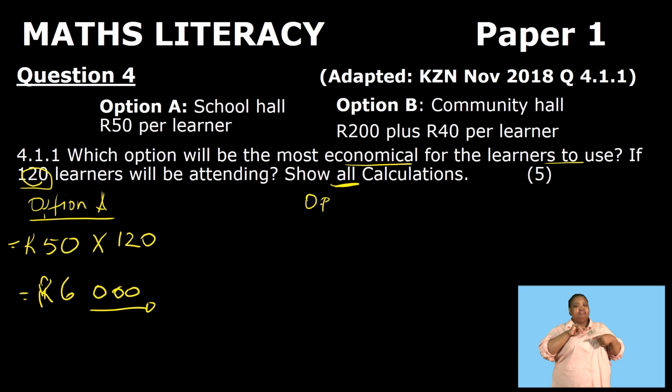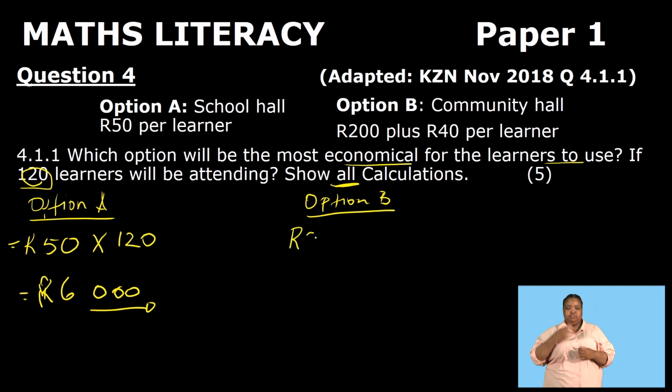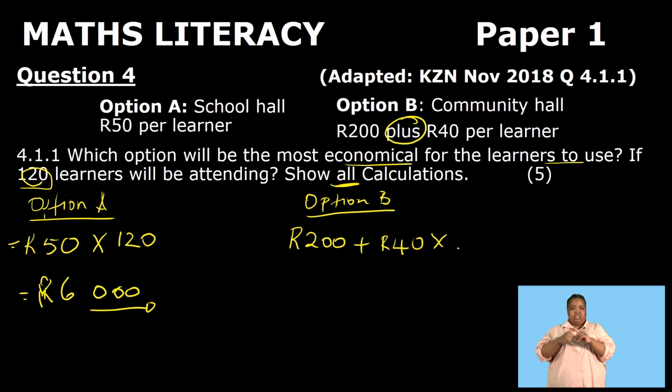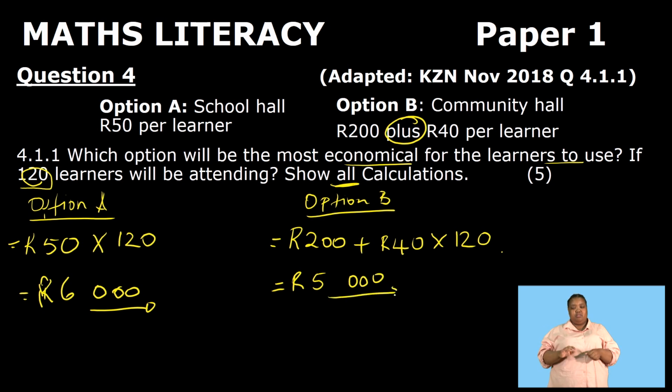Then we go to option B. For option B, we are going to start by paying the 200 Rand plus. So this plus mathematically will be an addition sign. Then each learner will pay 40 Rand, and we are going to multiply this by the number of learners, which is 120. Now from here, working this out on our calculator, 200 plus 40 Rand multiplied by 120 gives us a total amount of 5,000.